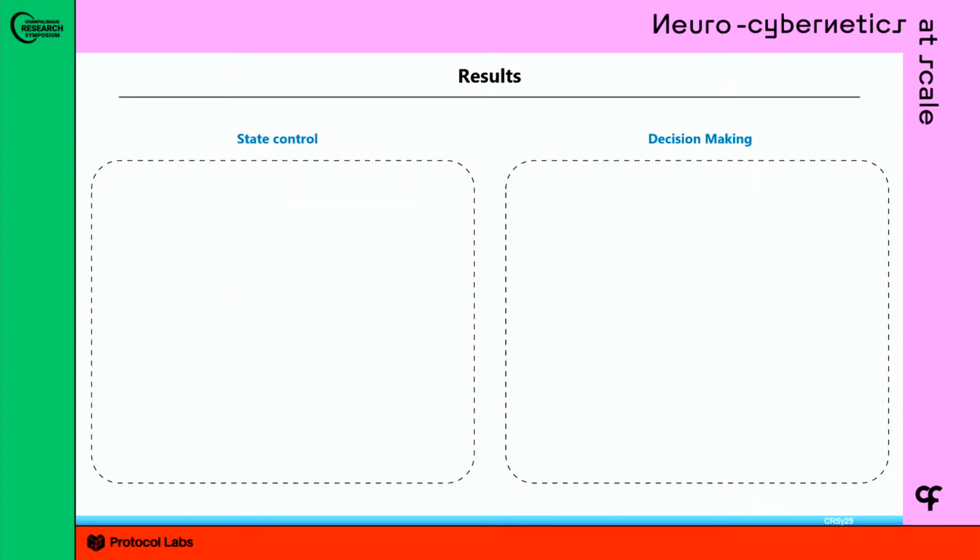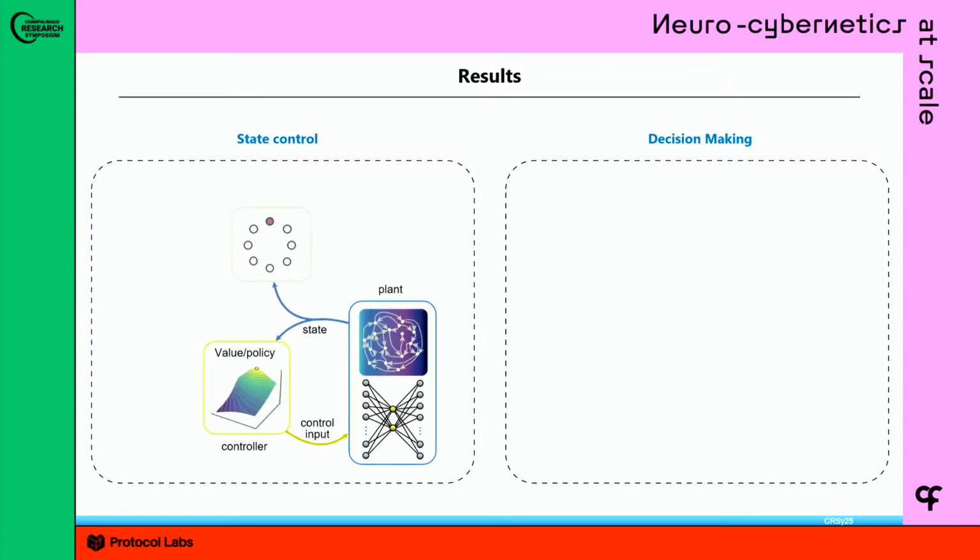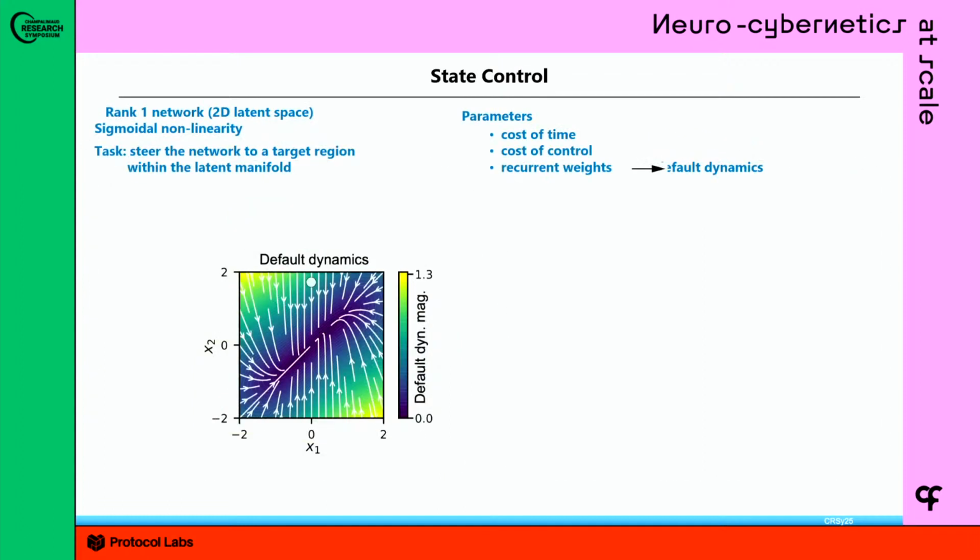All right, so now let's move into some results. I have two sets of results, one about state control and the other one about decision making. So what I mean by state control is the setting in which the low-dimensional state defines also a low-dimensional readout. And then this can be arranged, for instance, as a center-out reaching task. So then the task the controller needs to solve is to reach the designated target as efficiently as possible. So in this example, we set up the connectivity such that there is a slow manifold in the default dynamics in the network here in the diagonal.